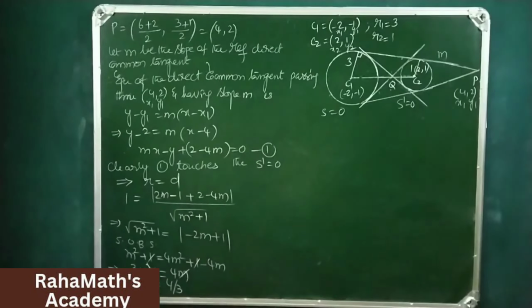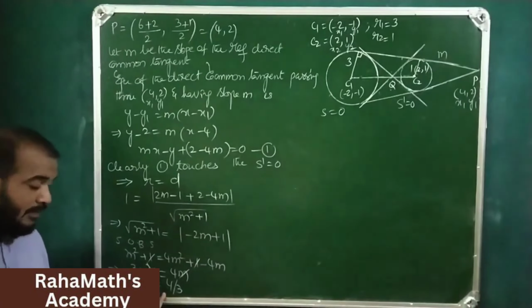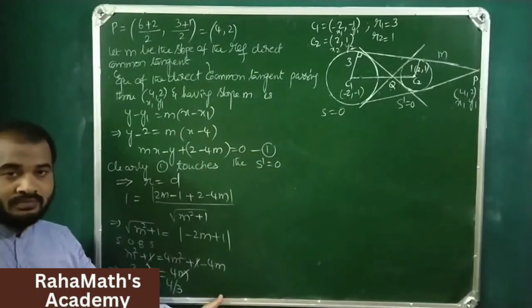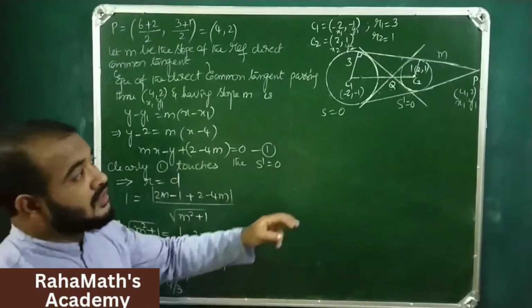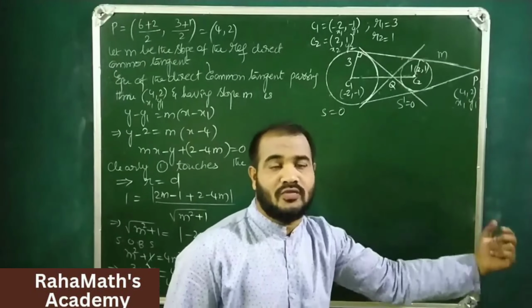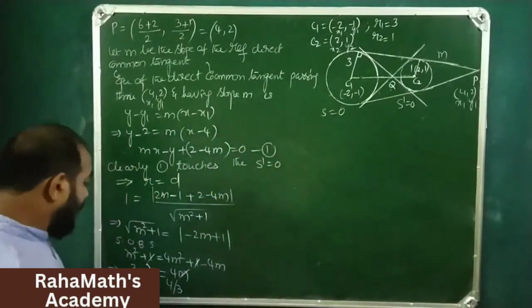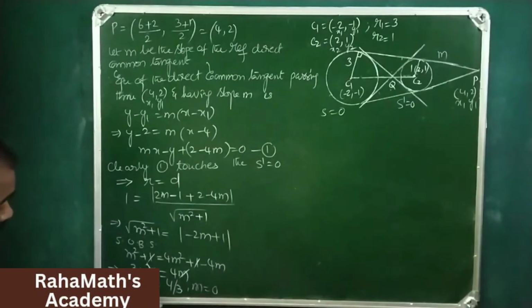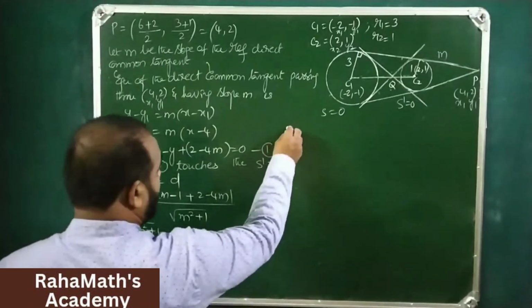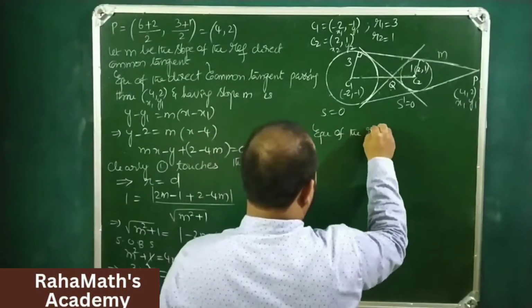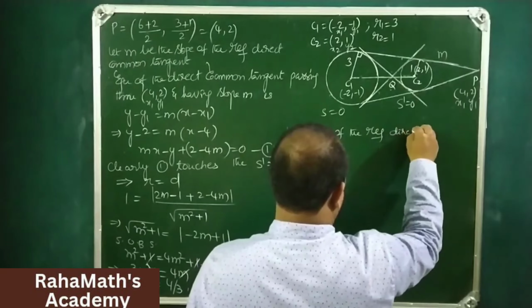Can you imagine why we get the slope m equals 4 by 3? What is the slope of the other line? Since it's a quadratic equation in terms of m, it should have two slopes, because we are getting two direct common tangents according to the diagram, according to the relative position of the two circles as well. Therefore, the other slope m should be 0. Therefore, the equation of the required direct common tangent.